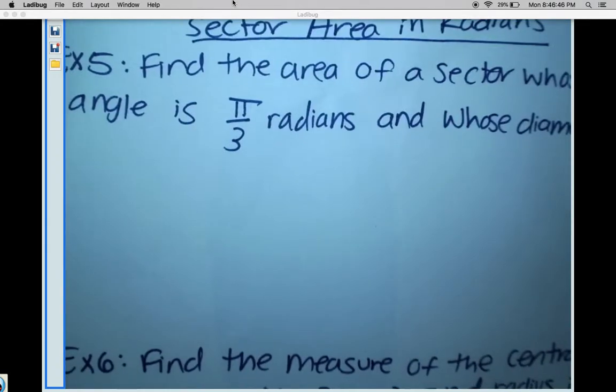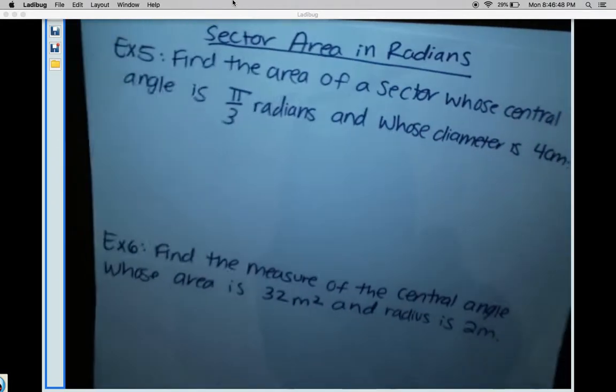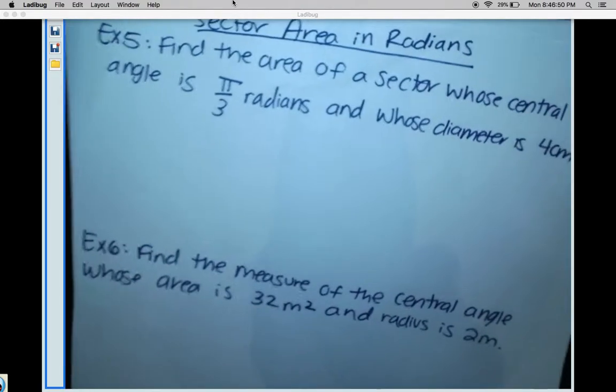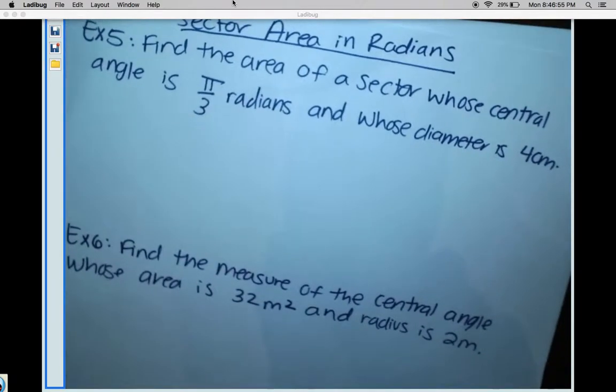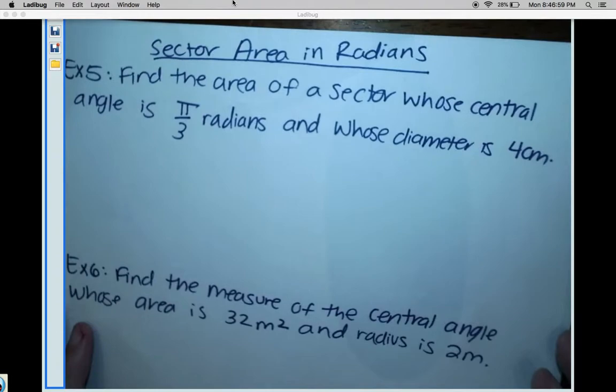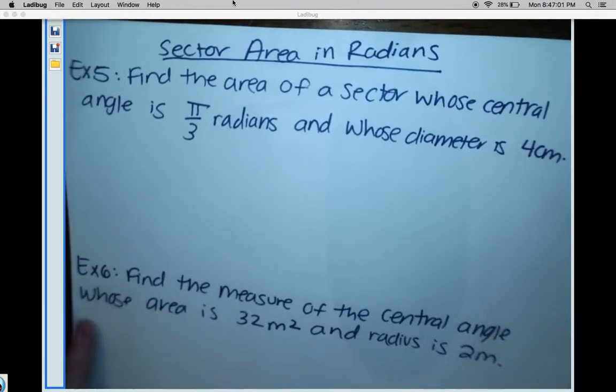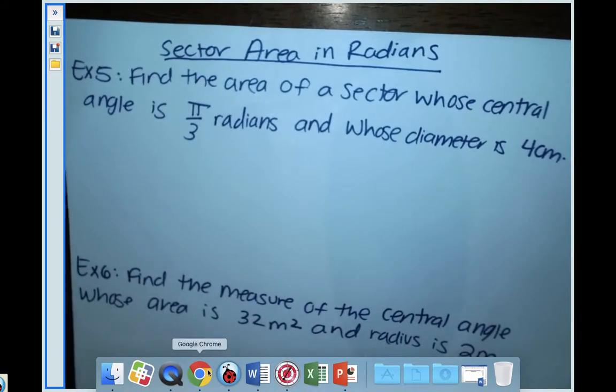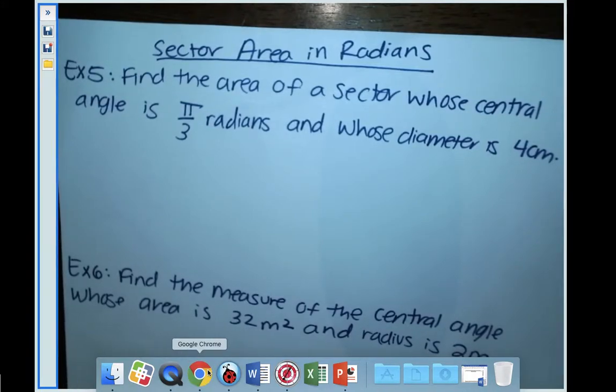All right, you guys, we're now going to be talking about sector area. So you're probably like, Miss Long, I thought we already talked about sector area. That was the last section. Well, guess what? We're going to talk about how to find the sector area when we're given an angle in radians. So let's go back to that lovely Prezi to figure out how we find the sector area when we're given an angle in radians.